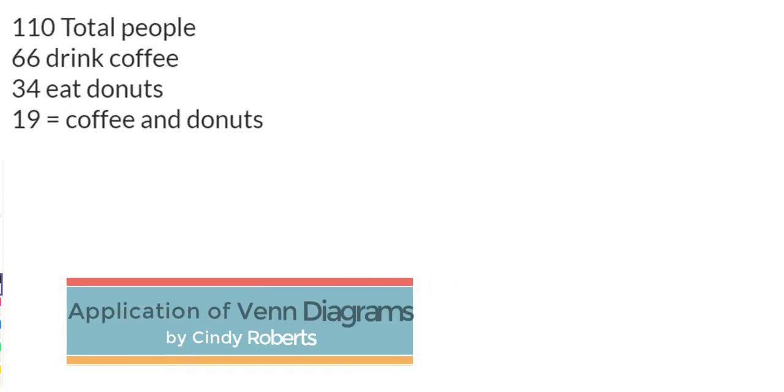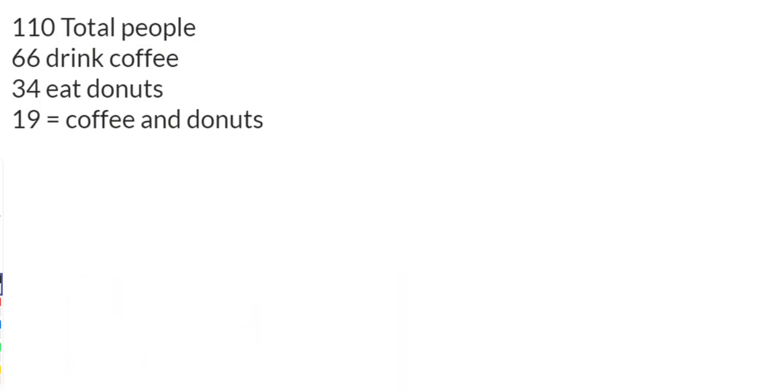Okay, a lot of times you can use Venn diagrams to actually answer questions like: we're given 66 people drink coffee, 34 eat donuts, 19 actually drink coffee and eat donuts. So what if I just want to know how many only drink coffee? And you might think it's 66, but it's not.